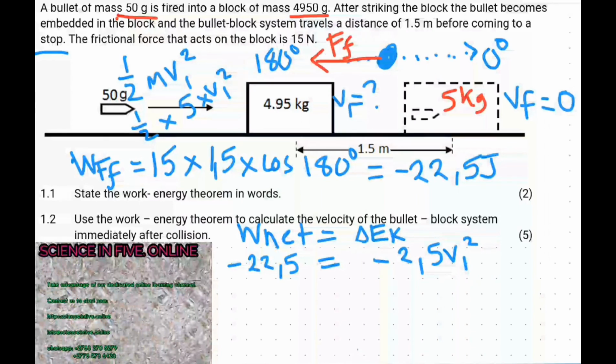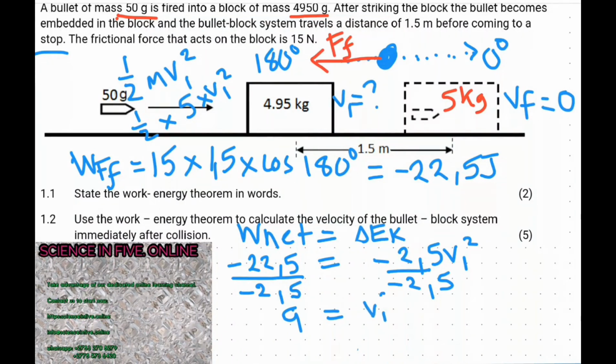The next thing is to divide both sides by negative 2,5. You end up with vi squared equals 9. Therefore vi must be the square root of 9. Take square root of both sides. It's going to be 3 meters per second. It's a velocity value. We want a velocity value east.